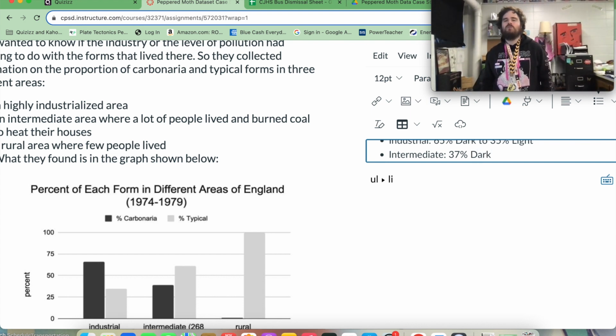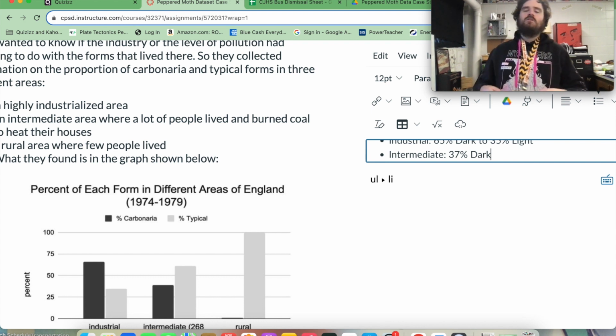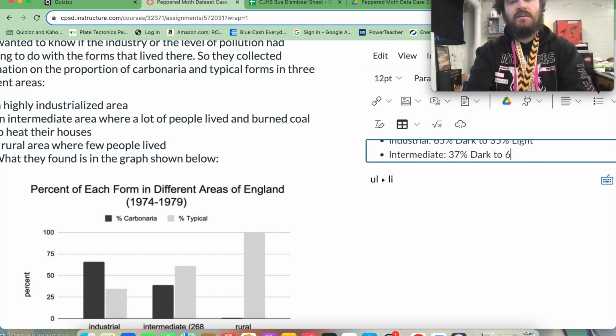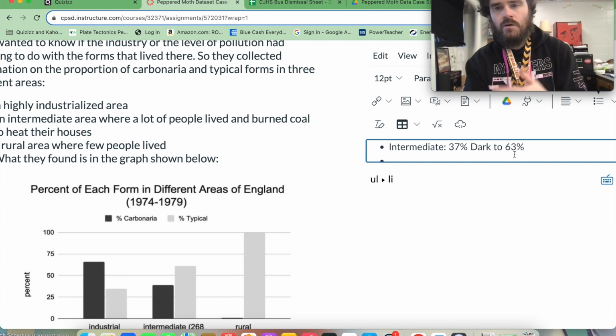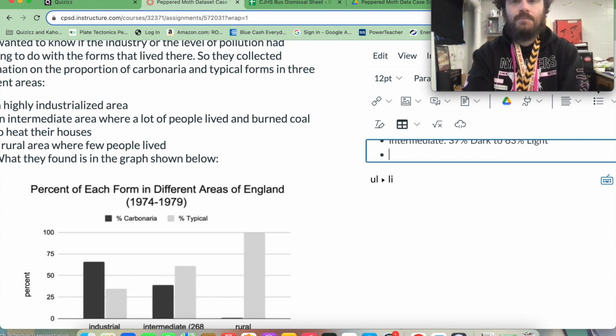So now you've got to do some hard math. What would you get for 100? What would you have to add to it? If you said 63, you're good. Like I said, these are not exact numbers. They're estimating, but we don't really need exact numbers to see what's going on here. So that's intermediate, 37% dark to 63% light.